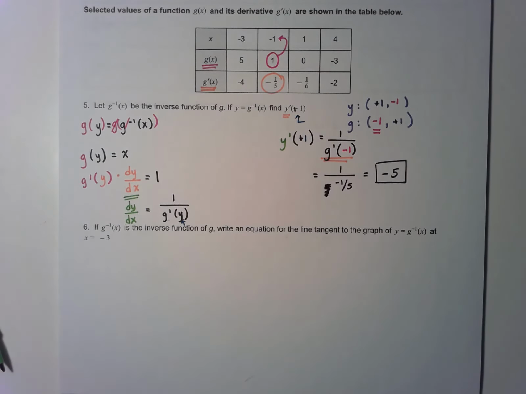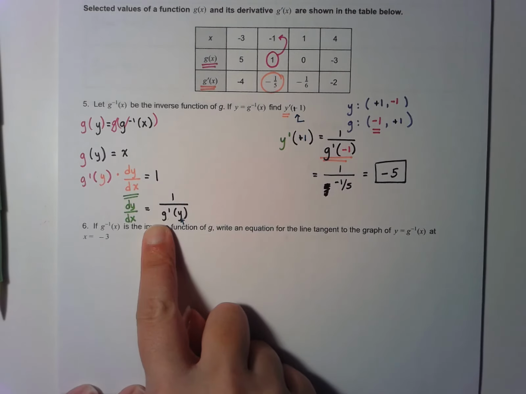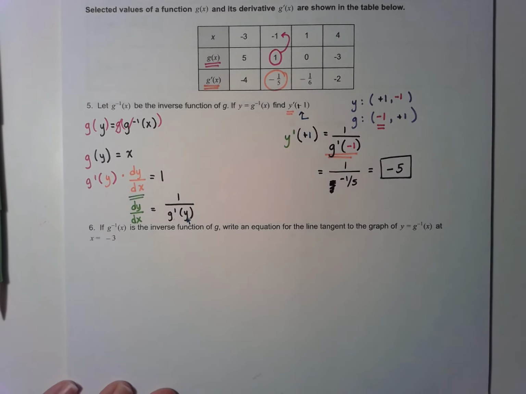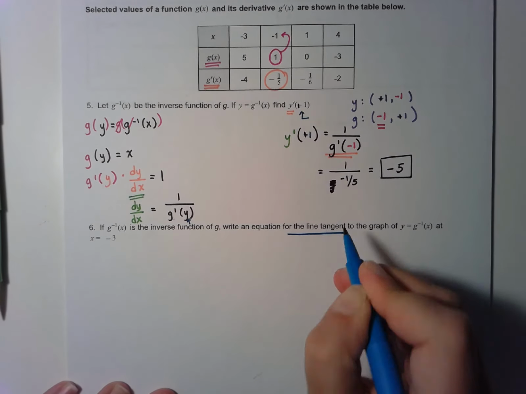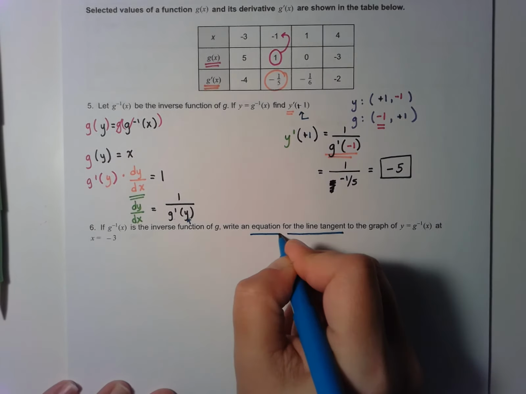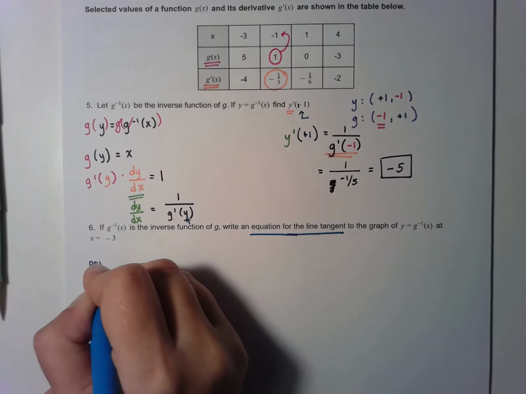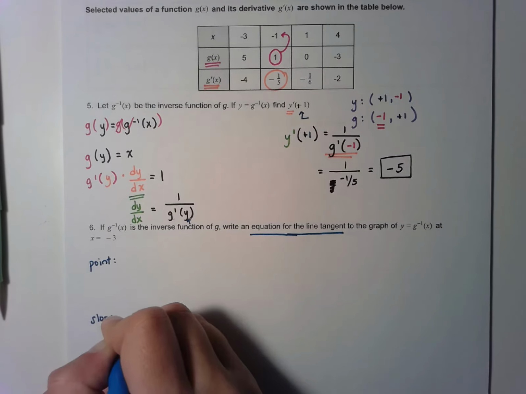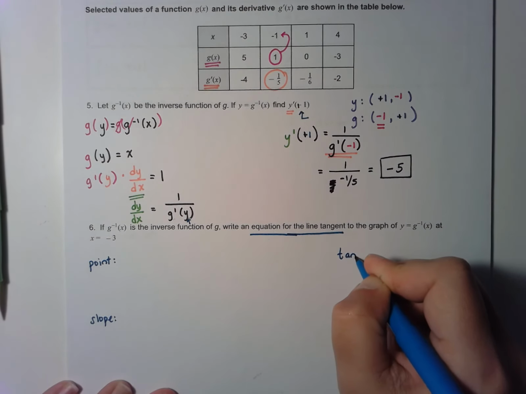Last but not least, if g inverse is the inverse of g, write an equation for the line that's tangent at x equals -3. Okay, so in this problem, I'm not going to go through this whole process again because it's the same problem. So I'm just going to start with, to write the equation of a tangent line, you need a point, you need a slope, and then you can write the equation of your tangent line.